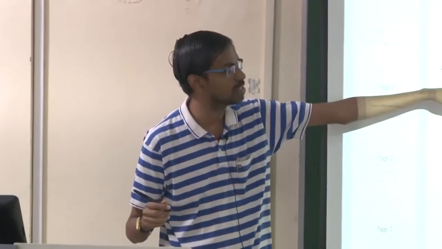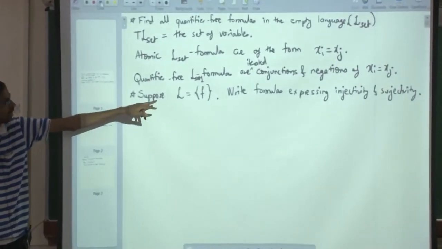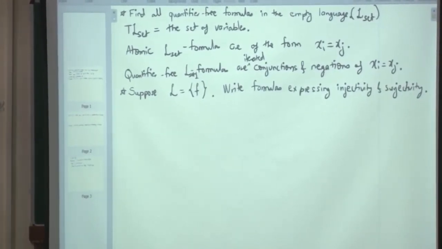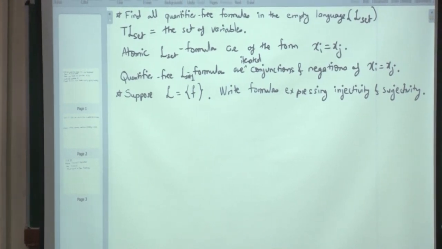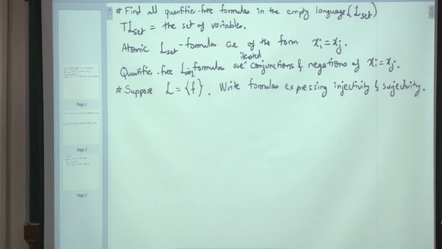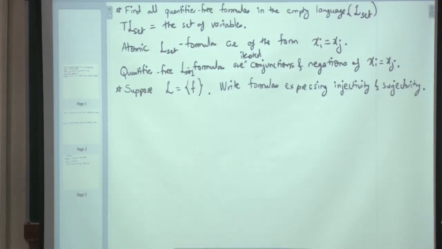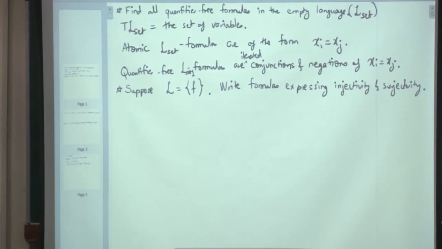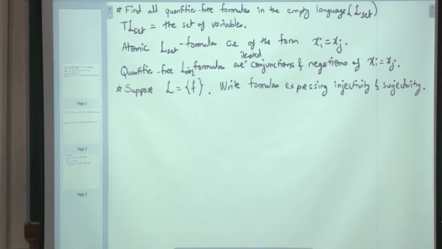Okay. So, the next question is, if our language consists of a single unary function symbol, can you write formulas which express injectivity of this function? What is the definition of an injective function? f of x equal to f of y implies x equal to y. Now, this is a formula in our language. I'm going to write this, but this is not the final solution. So, f of x is equal to f of y. This implies x is equal to y.